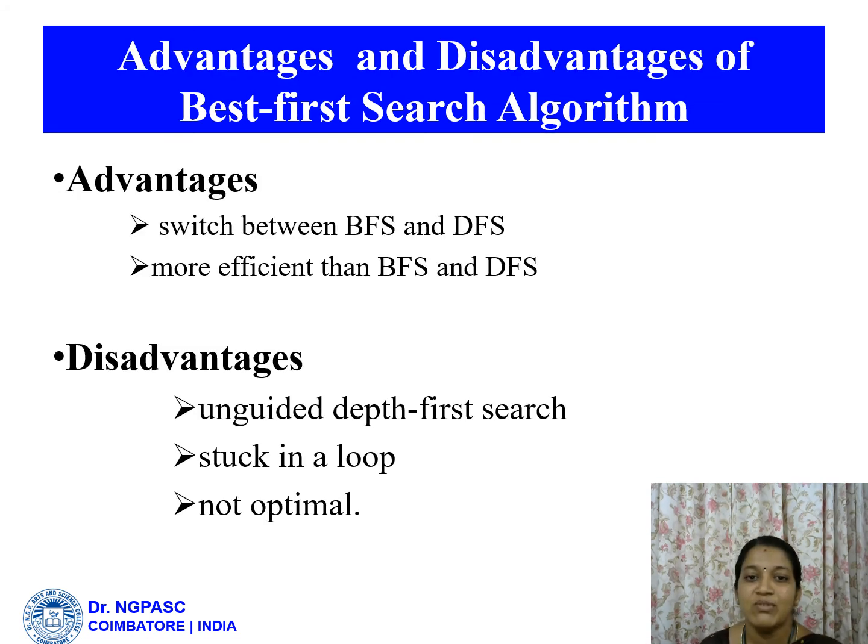Let us see the advantages and disadvantages of the best first search algorithm. It is a switch between breadth first search and depth first search algorithms. It is more efficient than both the breadth first search algorithm and the depth first search algorithm. Well, let's move on to the disadvantages of this algorithm. It is an unguided depth first search algorithm. It also gets stuck in a loop. This algorithm is not optimal.